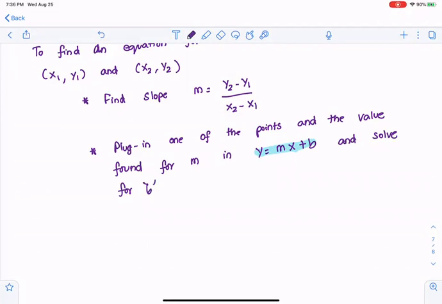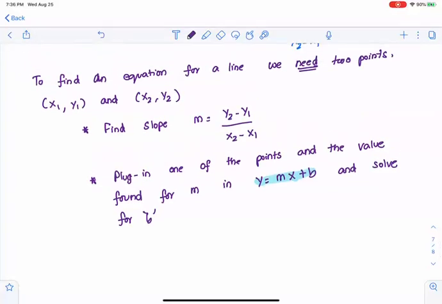So 2 steps. First, you find the slope. Once you find the slope, you take that value of slope and you pick one of the 2 points. It really doesn't matter. You can either pick x1, y1, or you can pick x2, y2. It is a matter of choice. I would go for points that don't have negatives, that don't have fractions. I'll look at the 2 points and I'll pick a point that is easier for me personally.